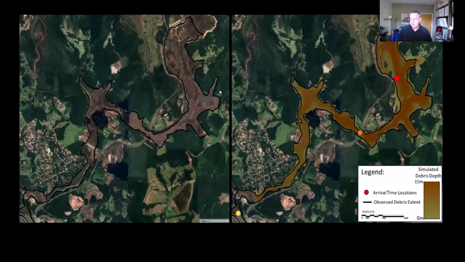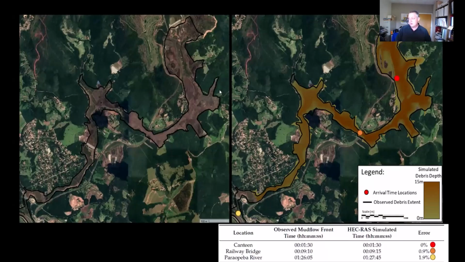So we simulated the extent, and also our arrival times were within 2%. And of course, you can just change your parameters to hit that. Very impressive that Dr. O'Brien did not calibrate. A lot of that is the physics that his equation are doing.